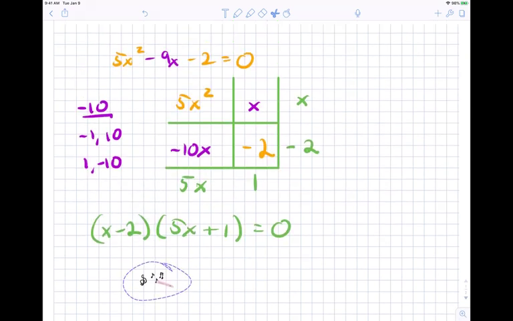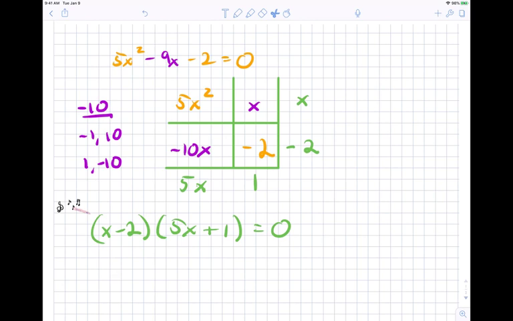Okay, so now we have a cursor. We want to confirm that this is the same as the original. If we FOIL, x times 5x is 5x squared, so that's okay. Outer times outer is 1x, inner times inner is negative 10x, and they add up to negative 9, so that works. And then last times last is negative 2. I really like our cursor today. That was a fun little adventure.